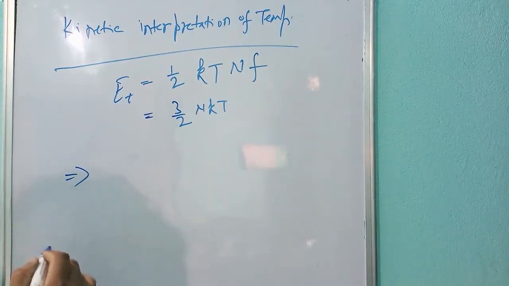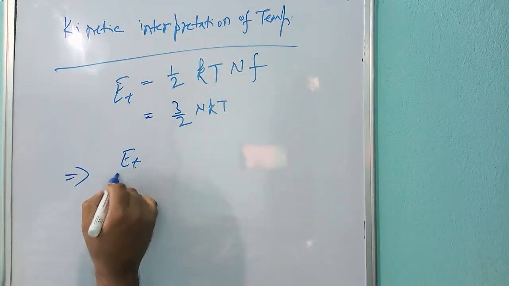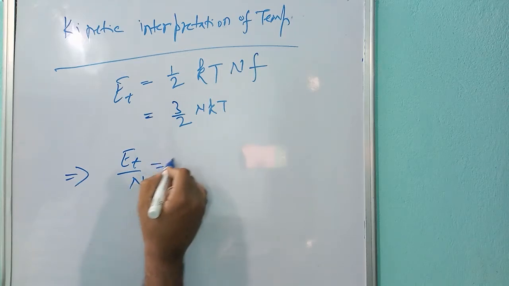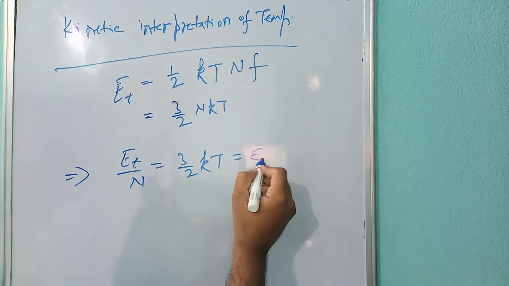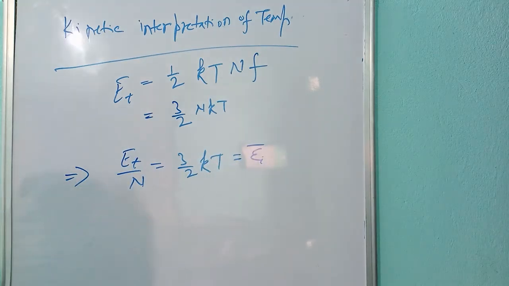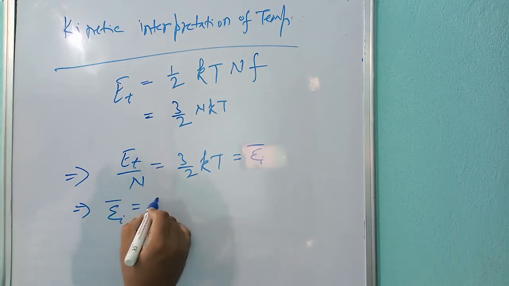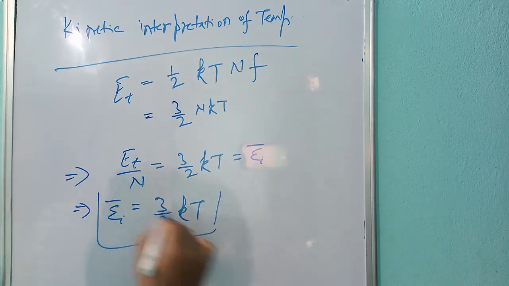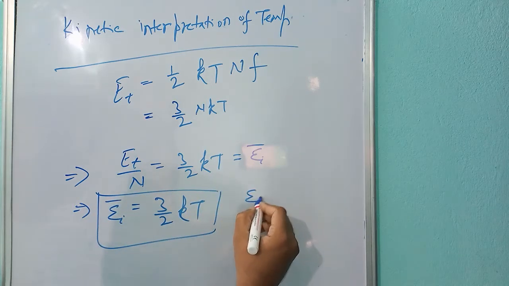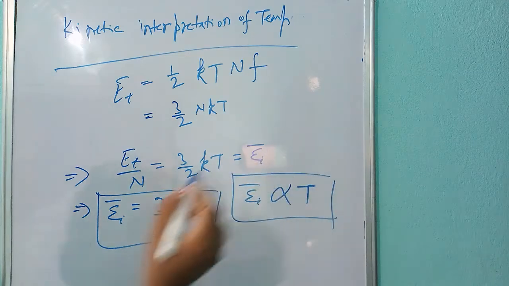Now, if I calculate the average energy, it will be the total energy divided by N. It will be equal to 3/2 kT, and it will be equal to epsilon_i, the average energy. So your average energy epsilon_i will be equal to 3/2 kT. This means that the average energy epsilon_i is directly proportional to T.